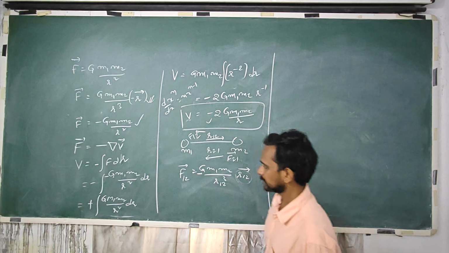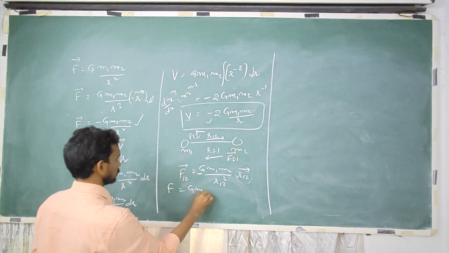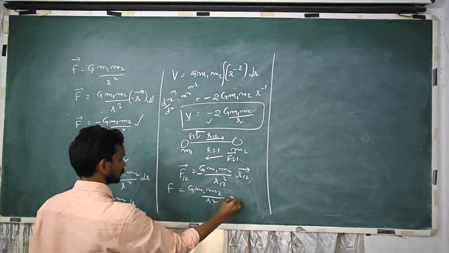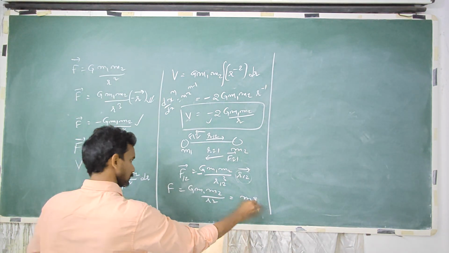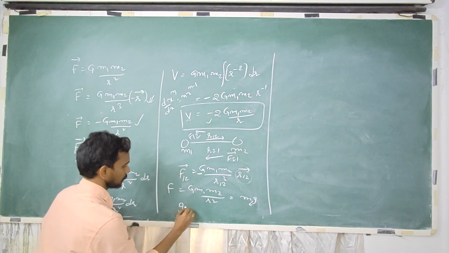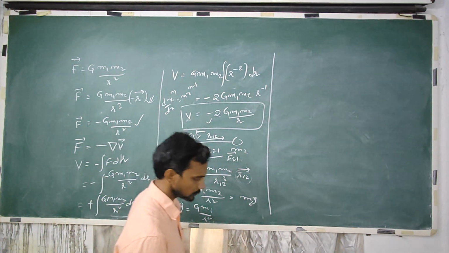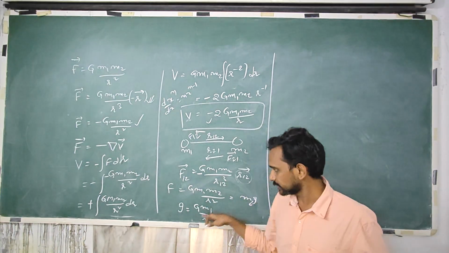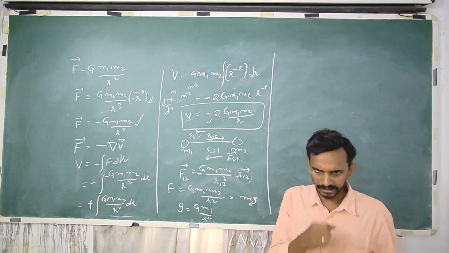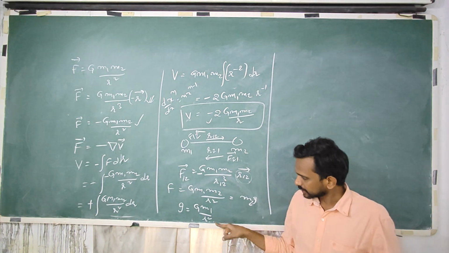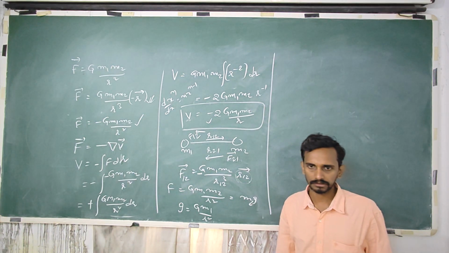So now comes the value of g. What you have, F is equal to G m1 m2 by r square, and I call it as mg. Let's say, so g value is G m1 by r square. Let's say if you have two objects, and for Earth this value of g is a constant and the value is 9.8 meters per second square. But here we have a variable, it is depending on r. Then how to conclude that?